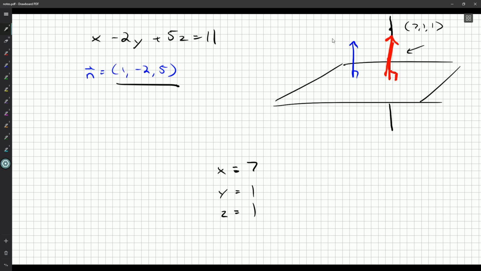You could also take any scalar multiple of it as well. You don't have to just copy the 1, negative 2, 5. Scalar multiples of this would work as well. But if we're lazy, we just say, okay, my direction vector could just be that normal.